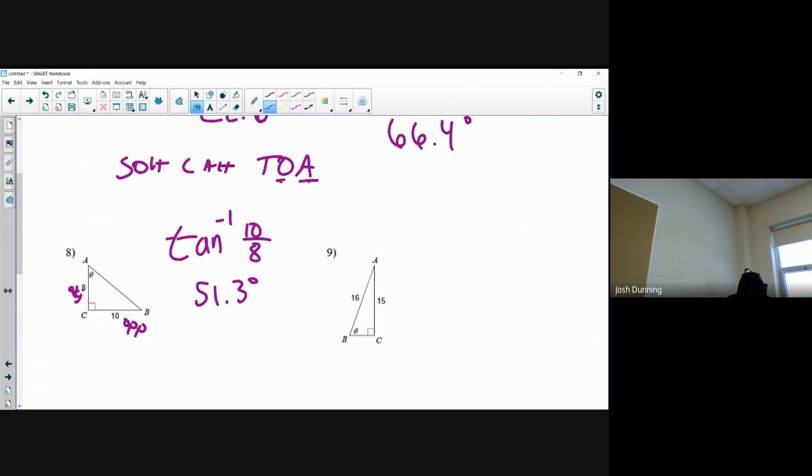Number 9. Crossing the box. Hey, we have our height this time. Now, if you're standing at theta at B, you have to go all the way through the triangle to get to the other side, so that's opposite. O and H, inverse sine, 15 over 16. Just type that in. Don't forget to hit second. Sine, 15 divide 16, enter. 69.63, 69.6 degrees.